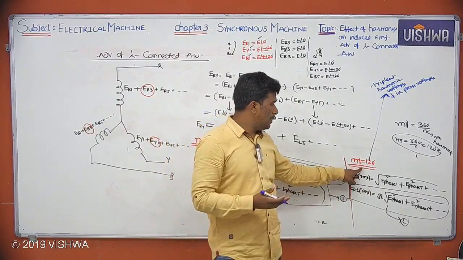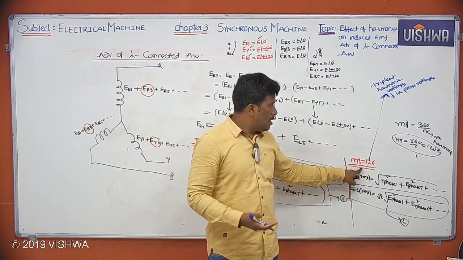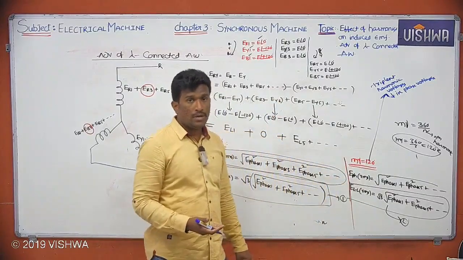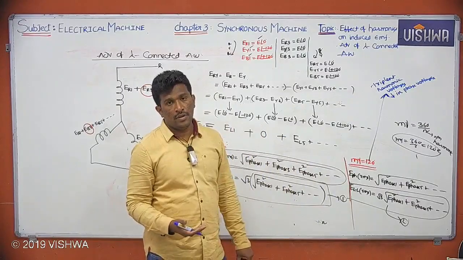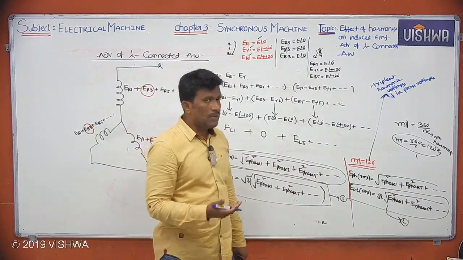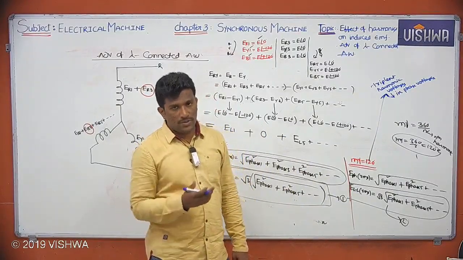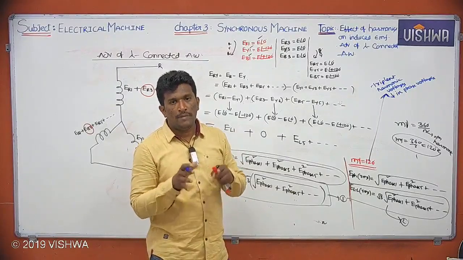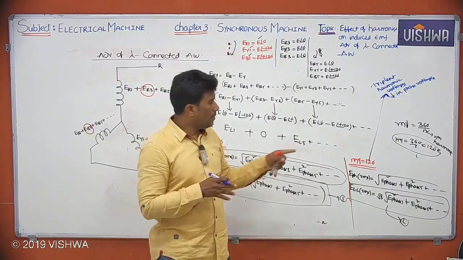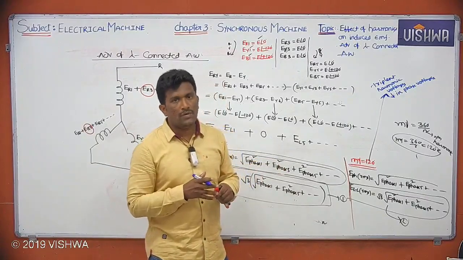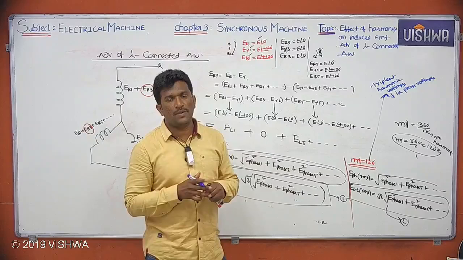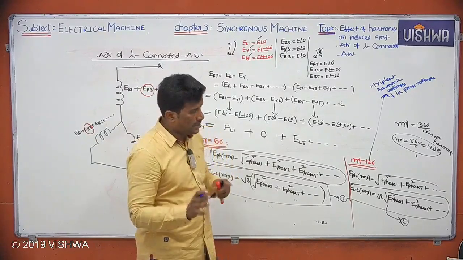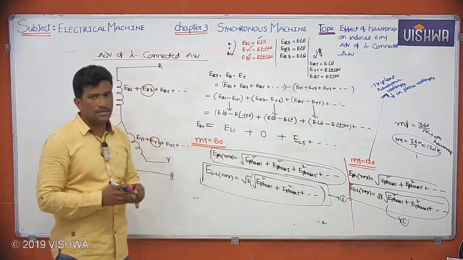I told you already in the previous video, because of keeping M gamma 120, short pitch winding will not be possible. Generally, it will be double layer winding. In double layer winding, if you keep M gamma 120, short pitch winding will not be possible. If short pitch is not possible, we cannot eliminate 5th, 7th harmonics. So generally we will be using M 60 only.